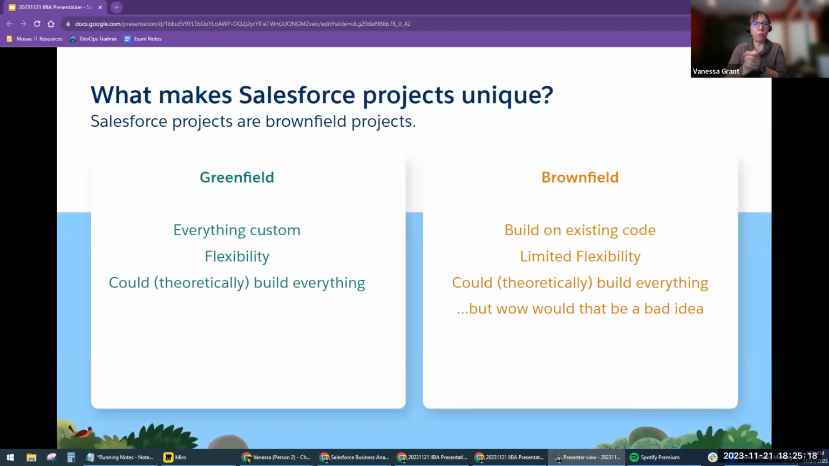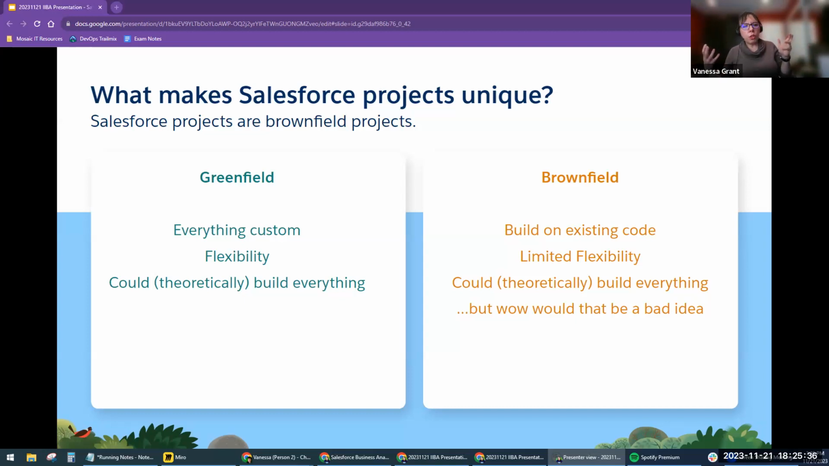So what makes Salesforce projects unique? The important thing to note with Salesforce projects is that they are brownfield projects. When we talk about greenfield, we're talking about nothing existing prior to you going into this IT initiative.